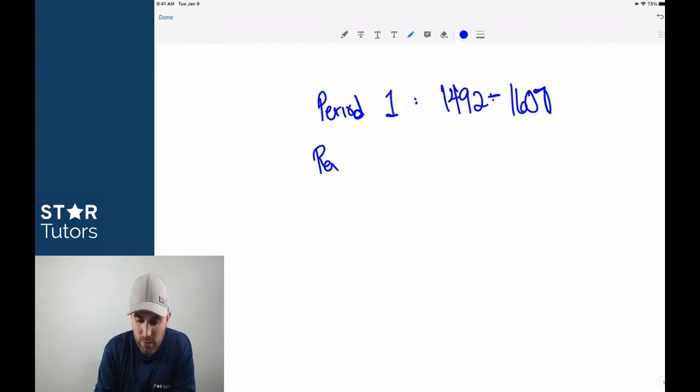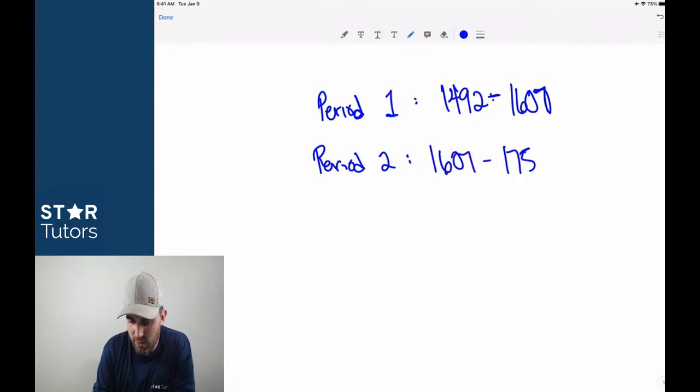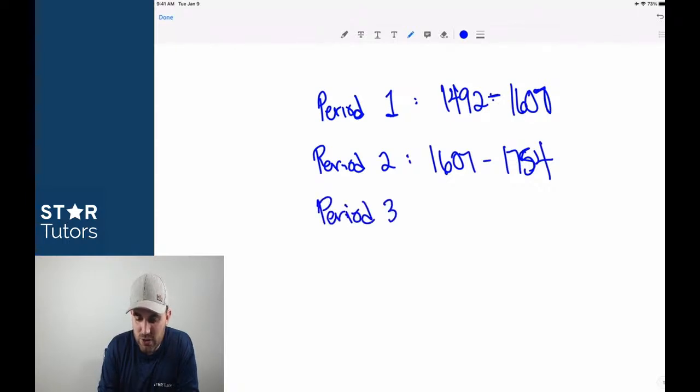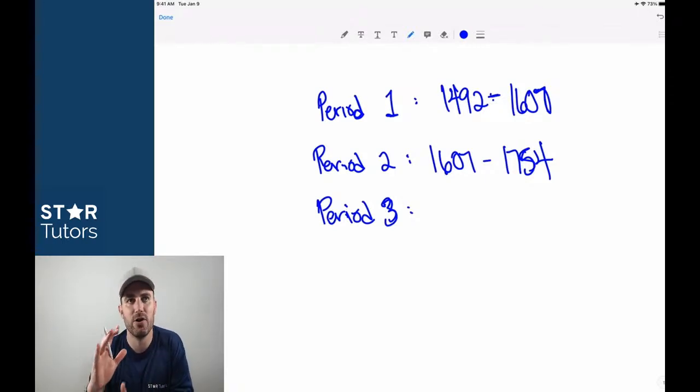Period number 2 is typically outlined from 1607 to 1754. I know that as a basic general review, I'm sure you have covered this in class, but I think it's very important that we continue to write this out and that you see this as a very general scope of the exam.